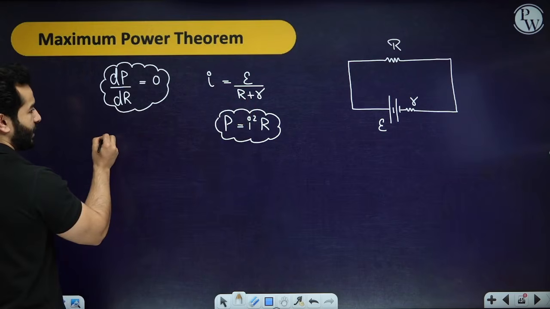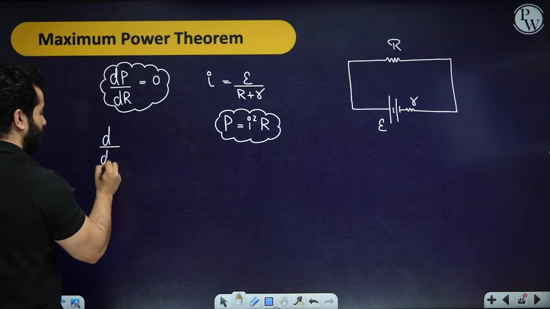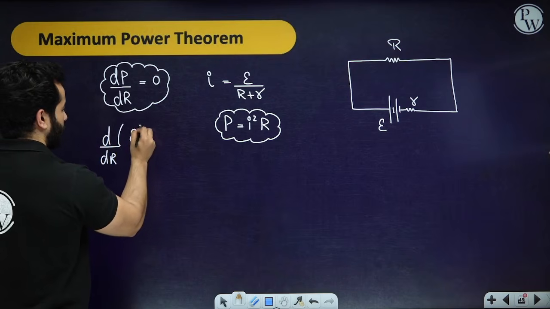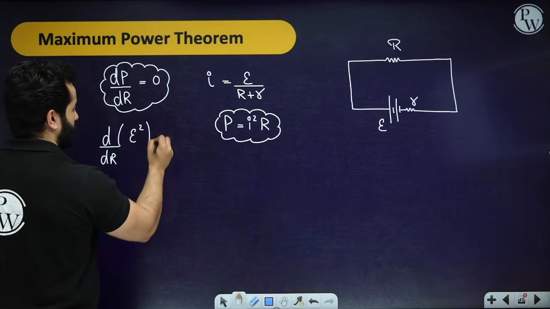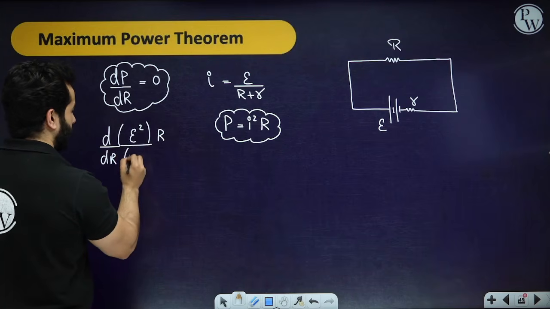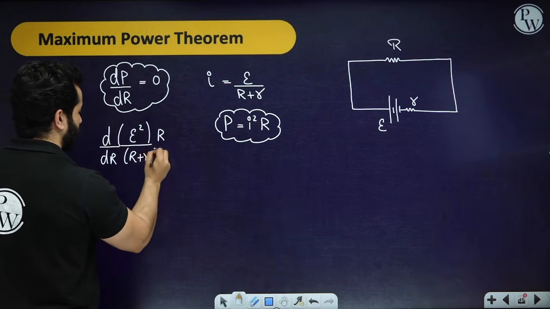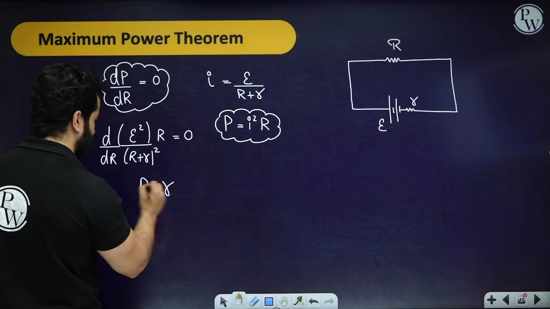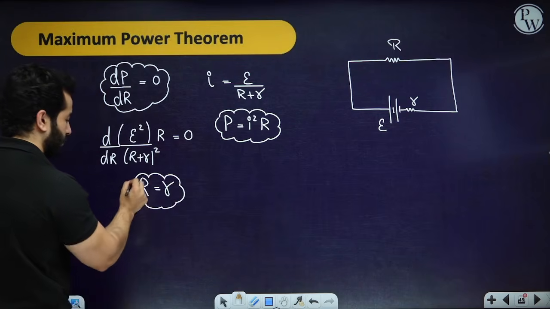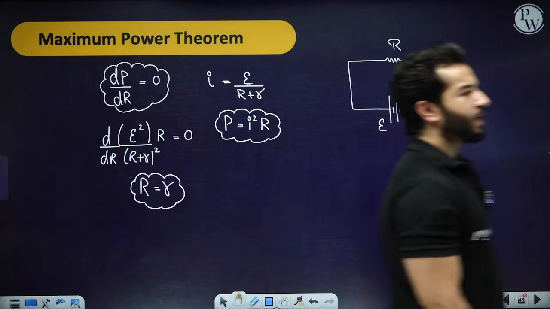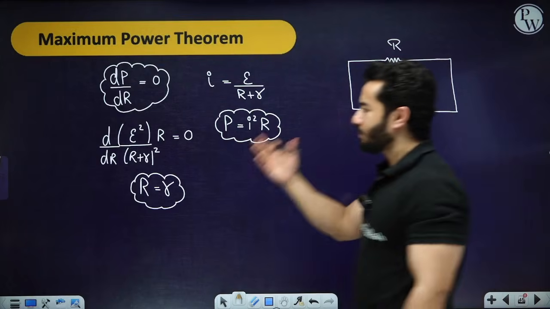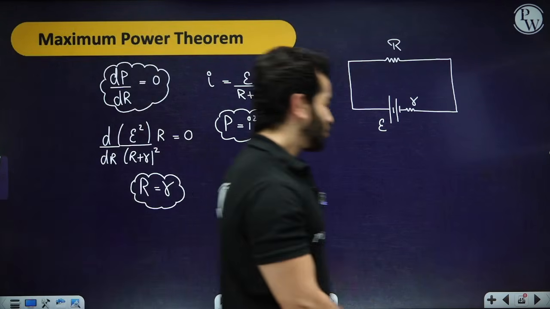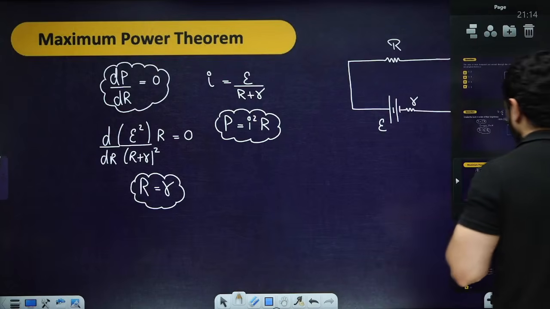If you first put the value of this, it would basically mean d by dr of E square times R divided by (R plus r) square, and you have to equate it to 0. You'll see that capital R comes out to be small r. This is the thing that you need to remember. We are not differentiating it here; you can do it very easily, you just have to apply the normal quotient rule. That's it. So this was the maximum power theorem.